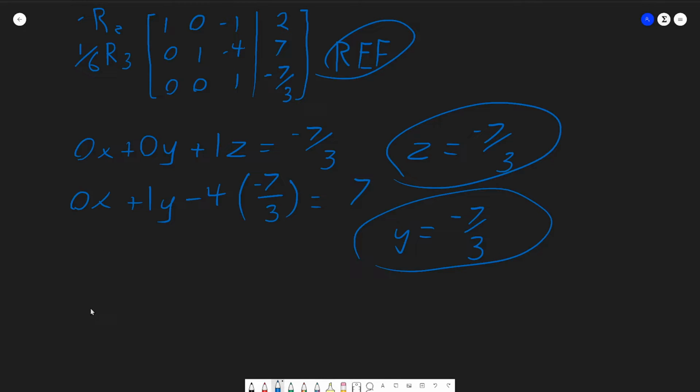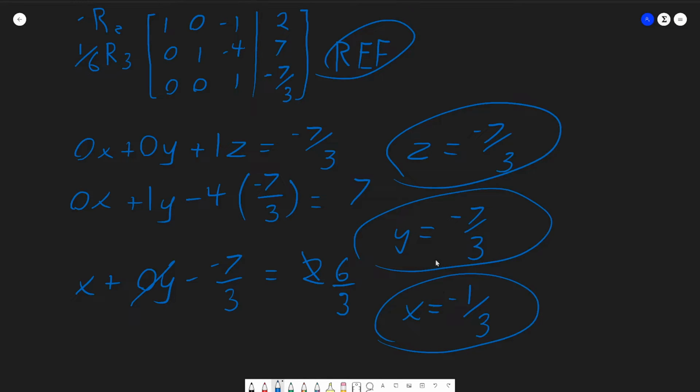And the first row says that x plus 0y minus 1 times z, so minus negative 7 thirds, is equal to 2. Say that 2 is the same thing as 6 thirds. So x plus 7/3 is equal to 6/3. So x is equal to negative 1/3. And these are the values of x, y, and z that we get.